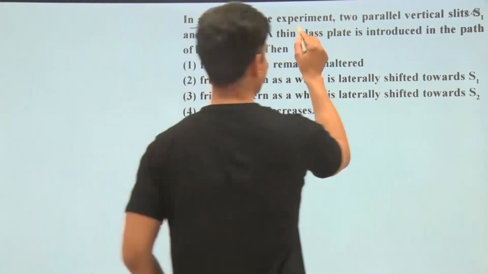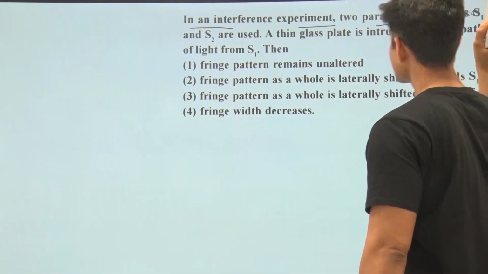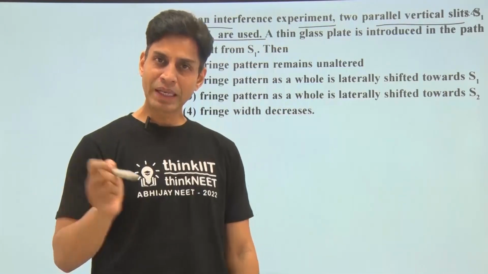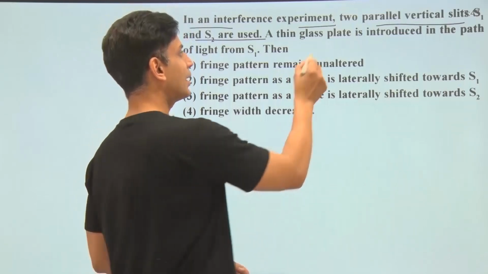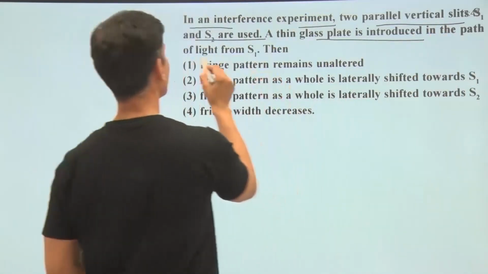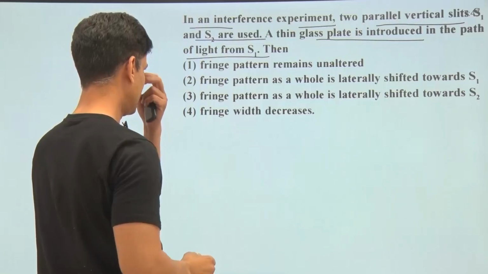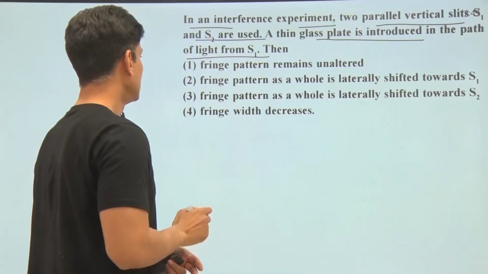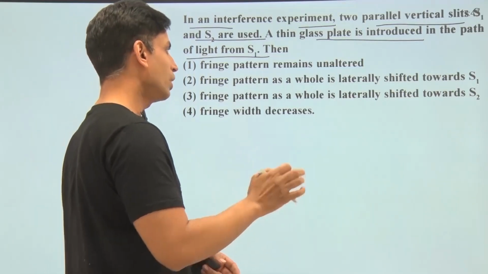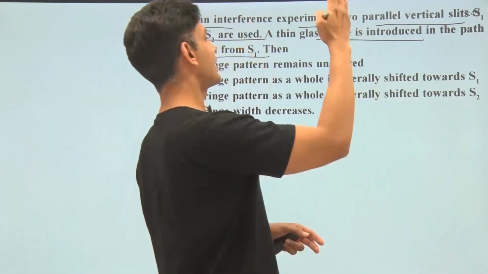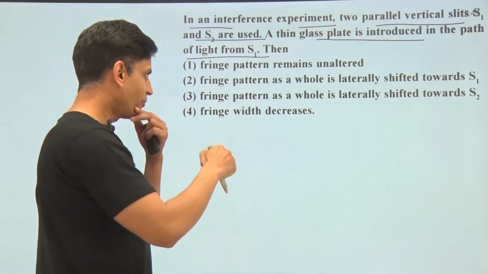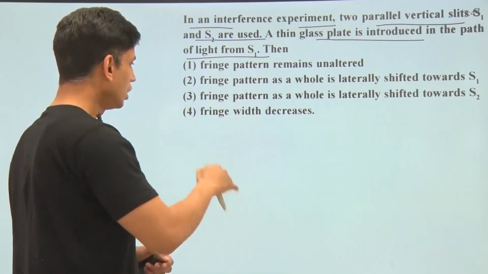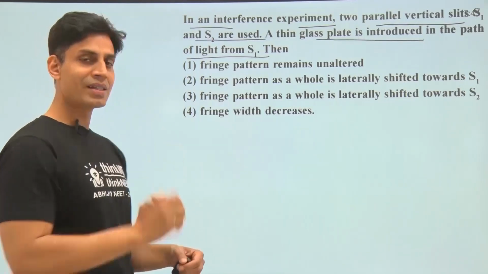In an interference experiment, two parallel vertical slits S1 and S2 are used. That is, the question is talking about Young's double slit experiment. A thin glass plate is introduced in the path of light from S1. Looking at the options: first, fringe pattern remains unaltered. Second, fringe pattern as a whole is laterally shifted towards S1. Third, fringe pattern as a whole is laterally shifted towards S2. Fourth, fringe width decreases.